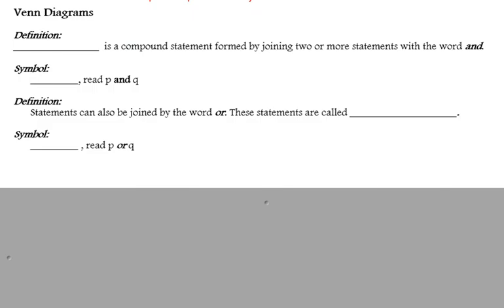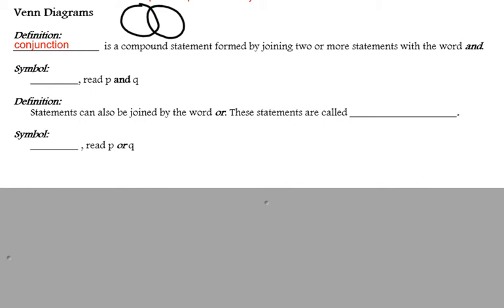Okay, Venn diagrams are something that are often used in science, used in English class a lot. It's just a way to organize your ideas. They're usually represented by two interlocking circles. But to get into Venn diagrams, we've got a little bit of vocabulary. The first word is a conjunction.